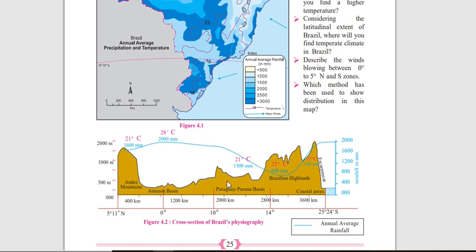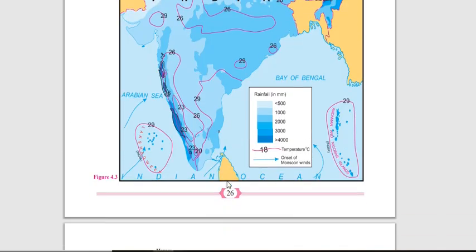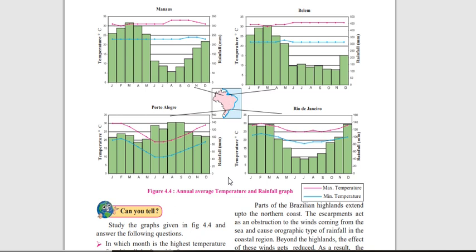Let us now go to figure 4.4. We have the annual average temperature and rainfall graph of the 4 cities of Brazil, that is Manaus, Belém, Porto Alegre and Rio de Janeiro. Let's see the first question. In which month is the highest temperature found in all the 4 cities?